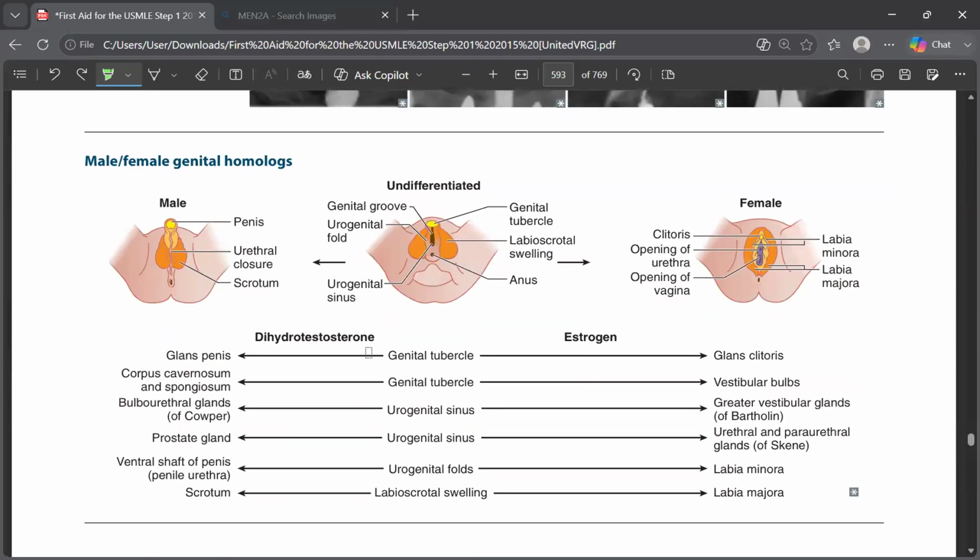Moving on to male and female genital homologues. This is the undifferentiated structure, and this is the female anatomy, and this is the male anatomy. So starting from the undifferentiated structure, we have the genital tubercle right here. In females, it will form the glans clitoris, and in the male, it will form the glans penis.